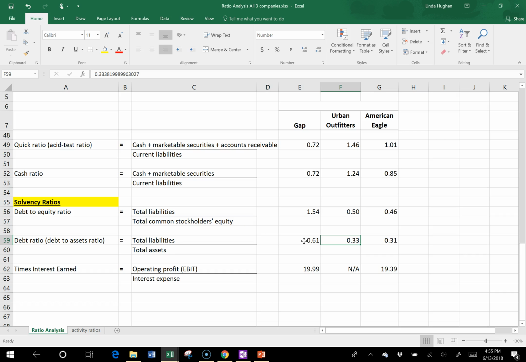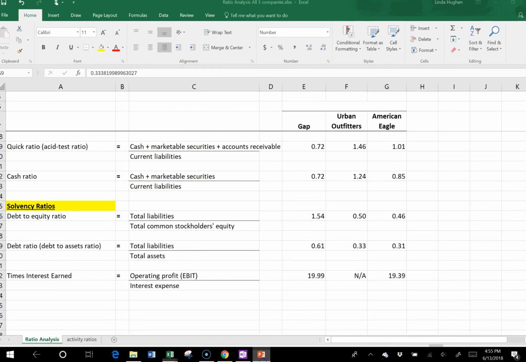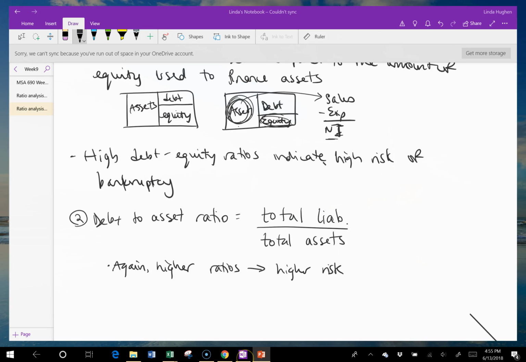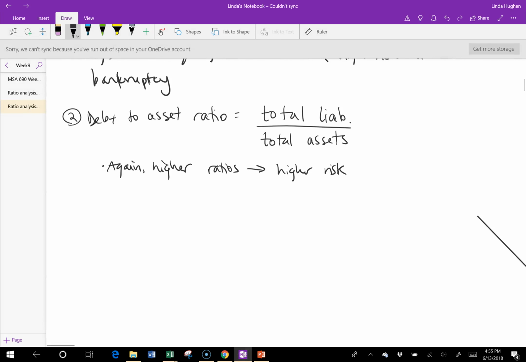Our last measure of solvency is called times interest earned. This is also called the interest coverage ratio. They mean the exact same thing. Times interest earned or interest coverage.